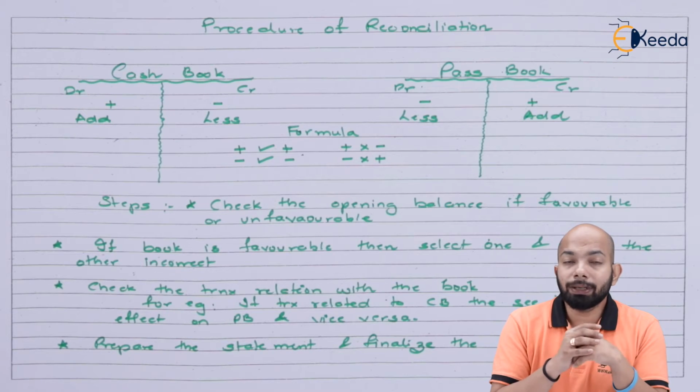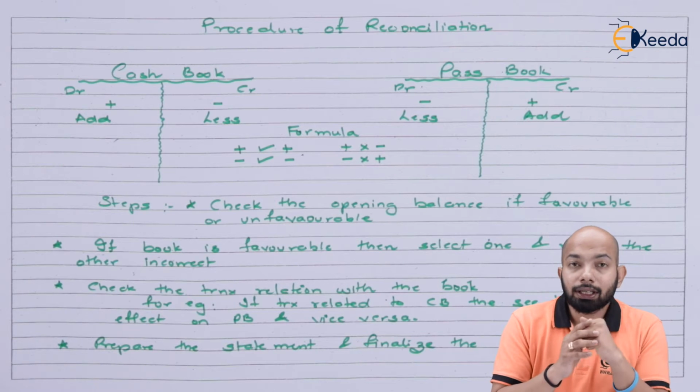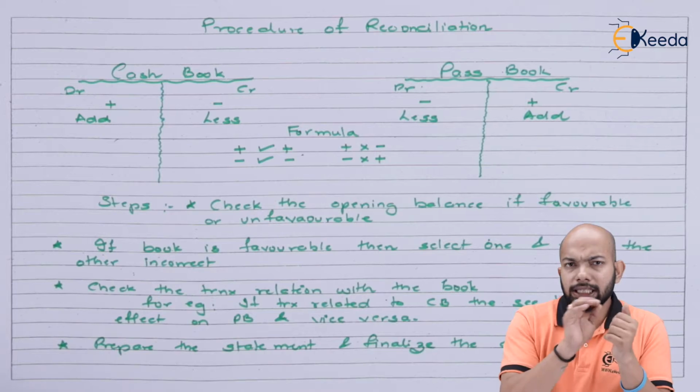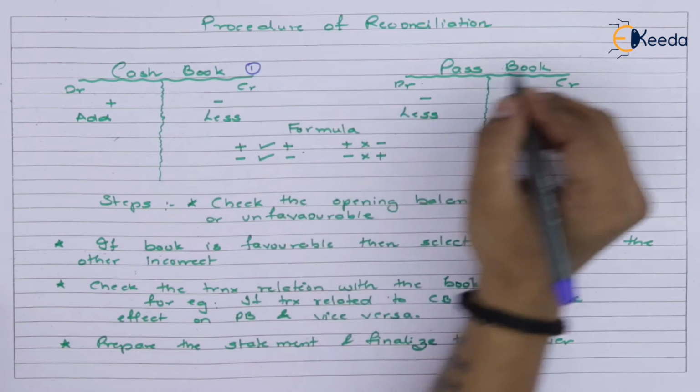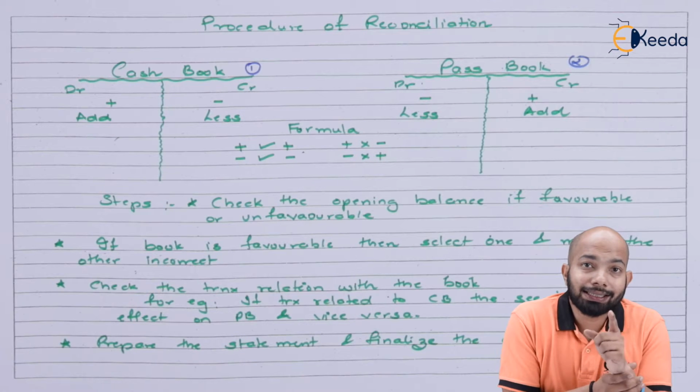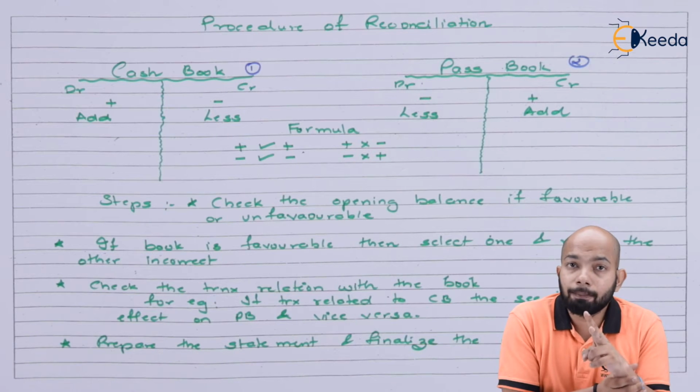So, the first part that you'll be dealing with is the steps that you're going to follow. Let's mention it down, or rather, we have already mentioned it down for you. Let's underline that thing. Now you have two books in question. The first one is cash book, second one is passbook.